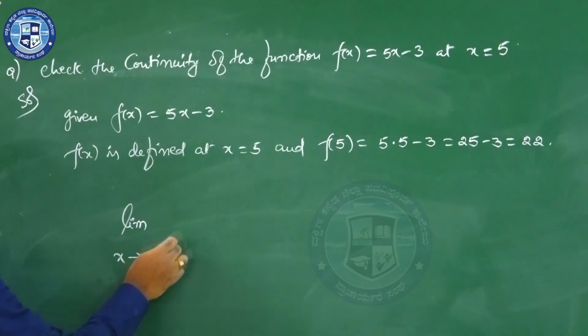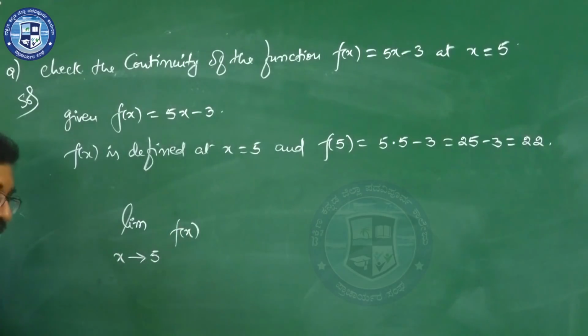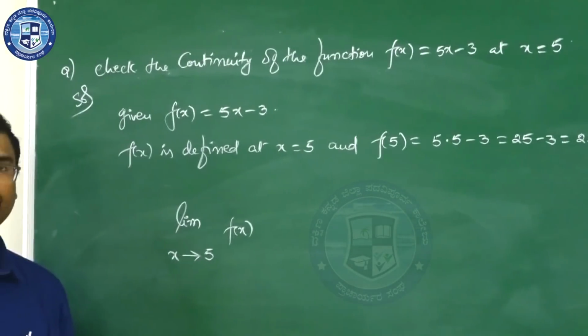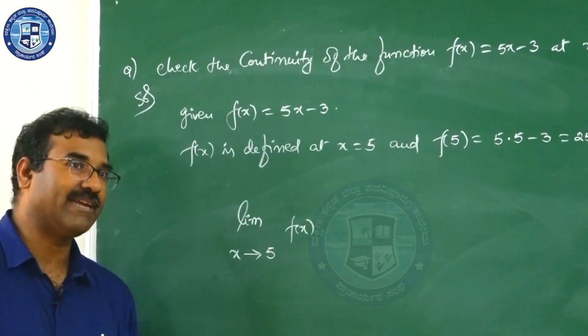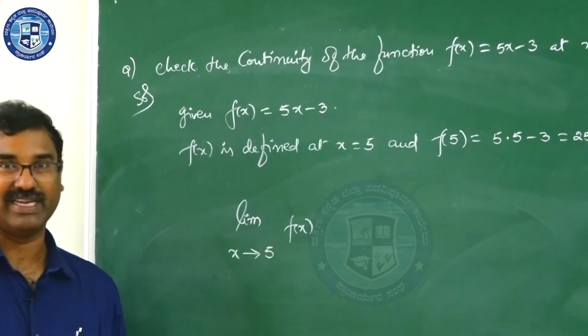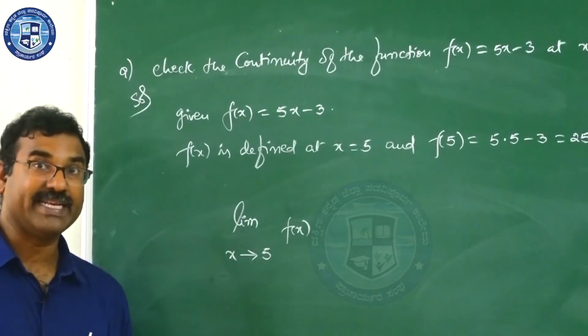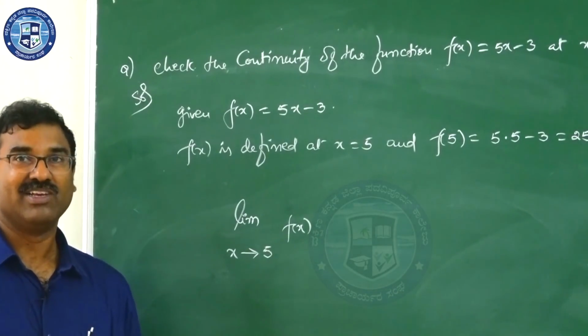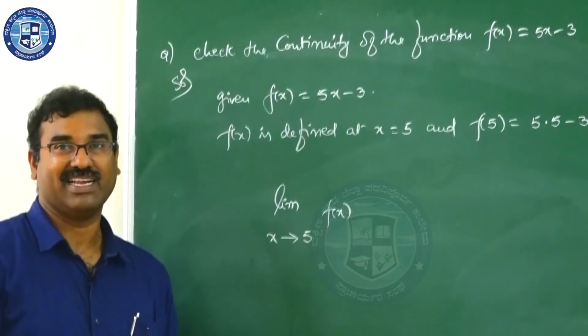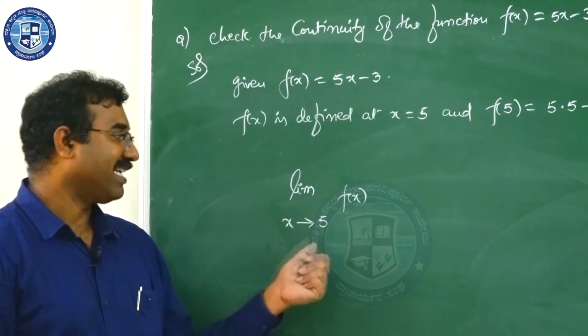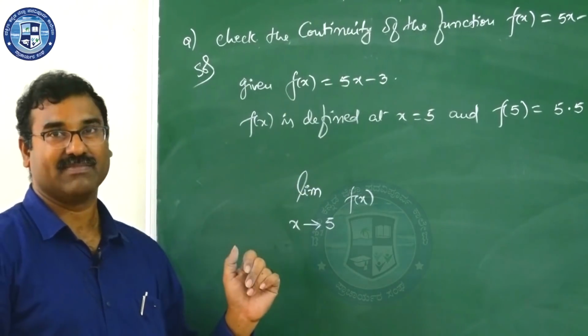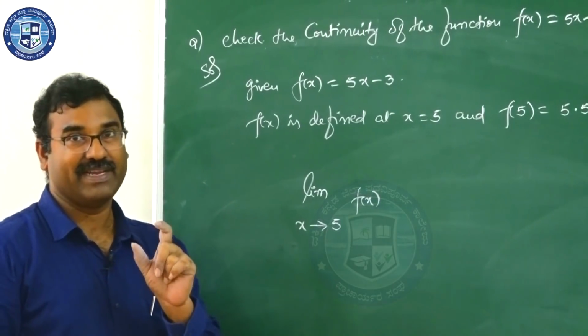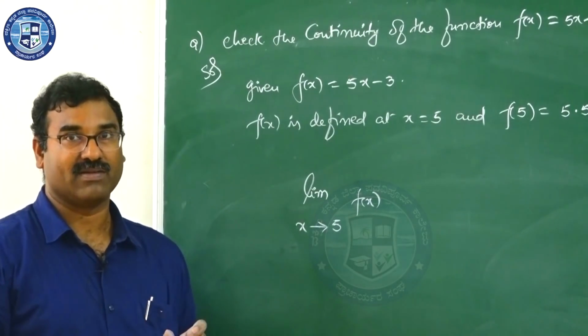Limit x extends to 5 of f(x). Here, one very important point you have to understand is whether the function is splitting at 5 or not. If it is splitting at 5, then you have to go for left hand limit and right hand limit. But here at x equal to 5, it is not splitting. So that's a very, very important point you have to remember.